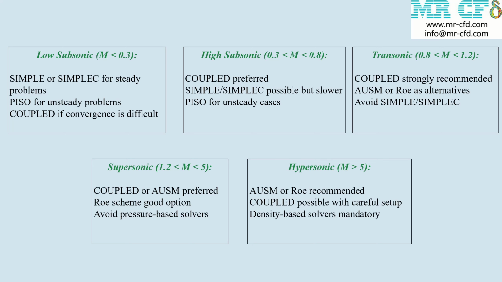In transonic flows, with Mach numbers between 0.8 and 1.2, the coupled algorithm is strongly recommended. Density-based methods can also be used as alternative options, but it's best to avoid using SIMPLE or SIMPLEC in this regime due to their limitations. For supersonic flows with Mach numbers between 1.2 and 5.0, the coupled solver or AUSM is preferred. Roe's scheme can also be effectively used in these conditions, but other pressure-based solvers, especially segregated methods, are not suitable. Lastly, for hypersonic flows, where Mach numbers are greater than 5, density-based methods like AUSM and Roe are recommended. However, the coupled solver can also be used, given careful setup and preparation.